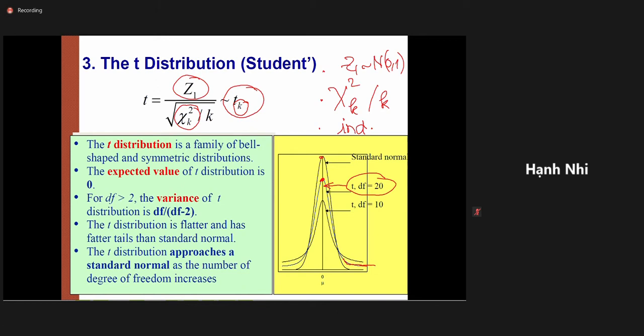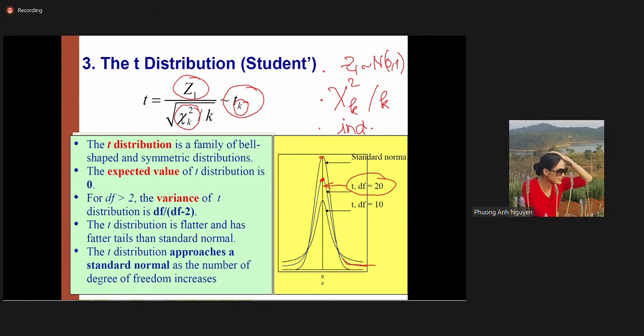Now, the t distribution, first of all, is a symmetric distribution, symmetric over 0, with expected value 0 and variance df divided by df minus 2. It has flatter tails than the standard normal. If you take df equal to 10 and increase the value of df to 20, 30, and so on, you see that we approach the standard normal distribution.